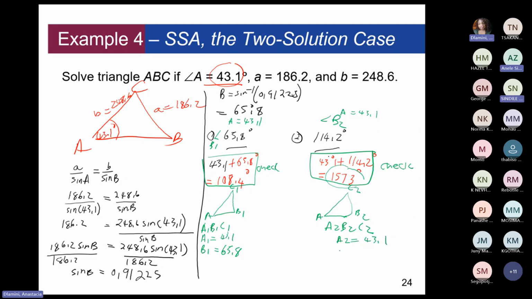And then B2 is equal to 114, so C1 here will be equal to what? It's going to be 71.1. So which is 180 degrees minus 43.1 minus 65.8 degrees, which is equal to 71.1 degrees. Are we all together? Yes, ma'am.